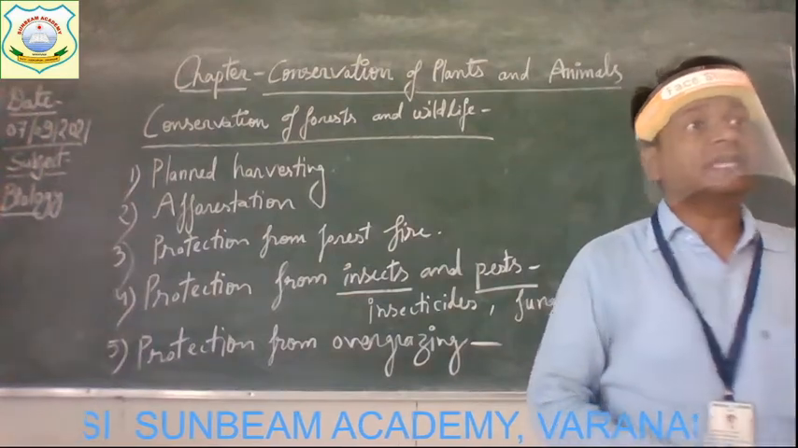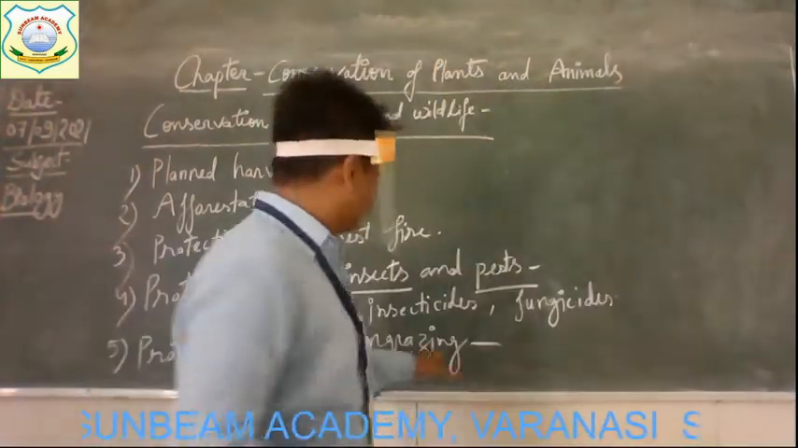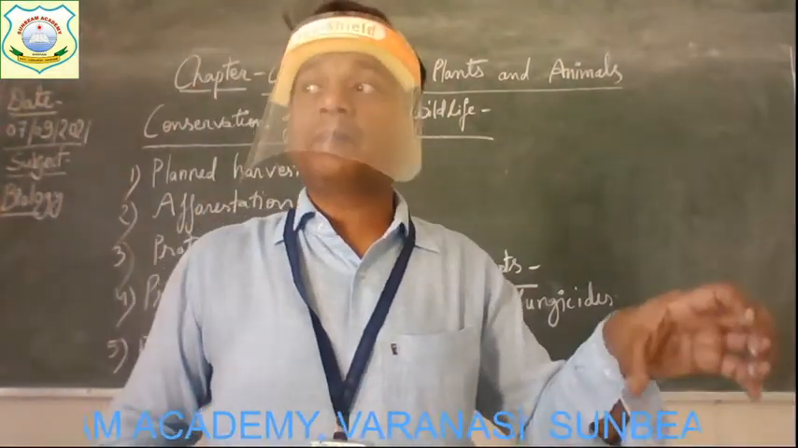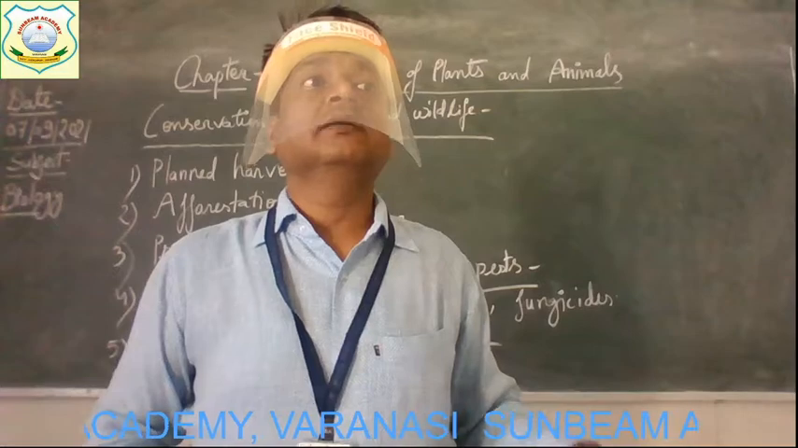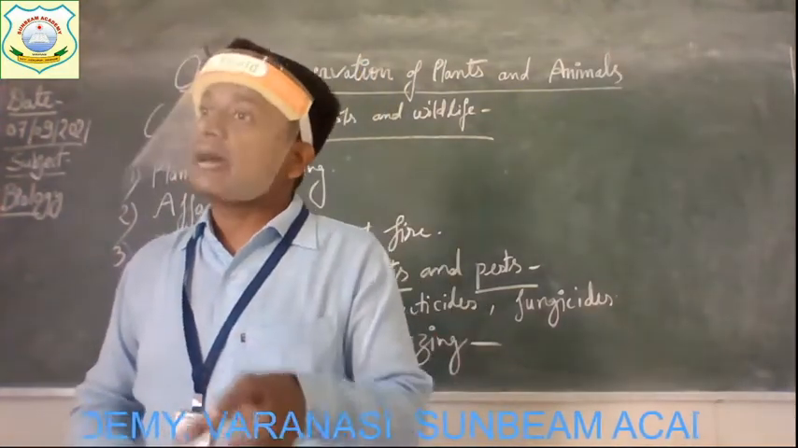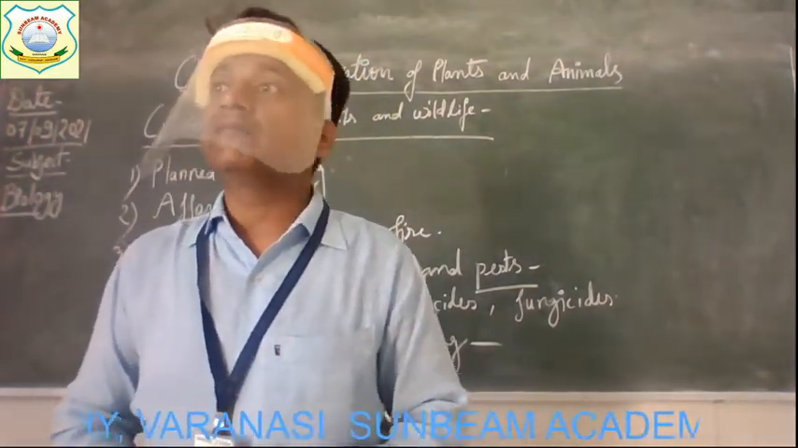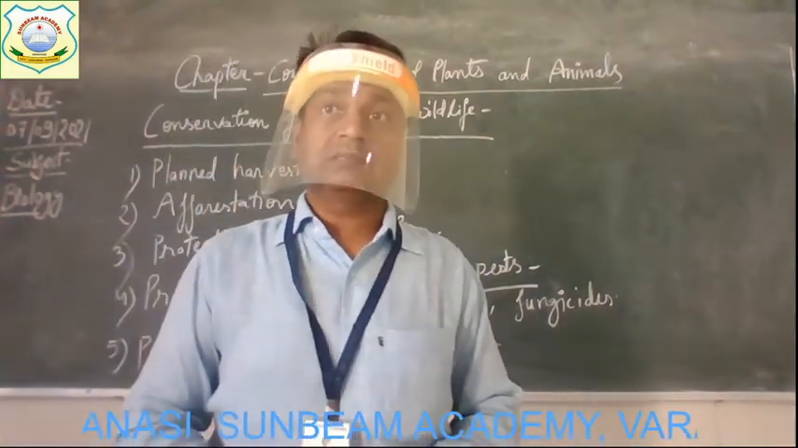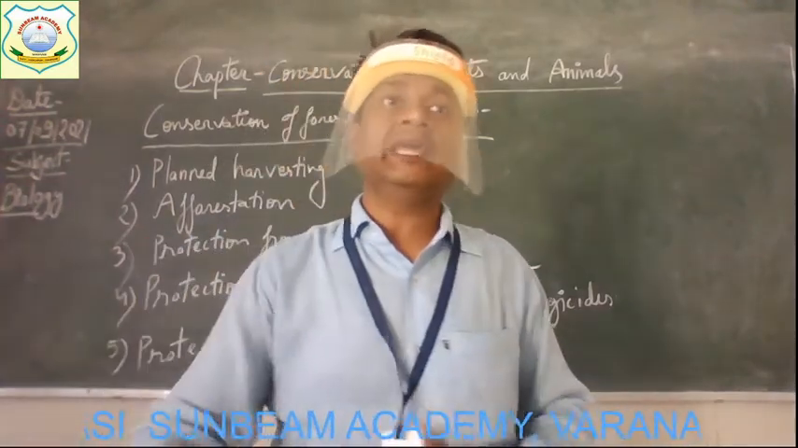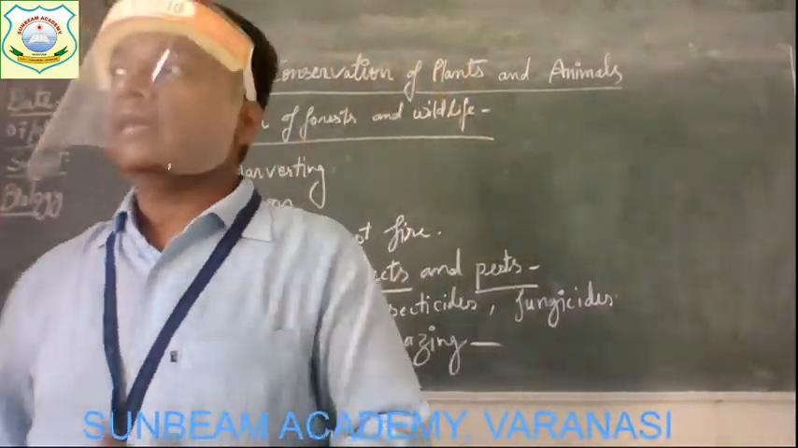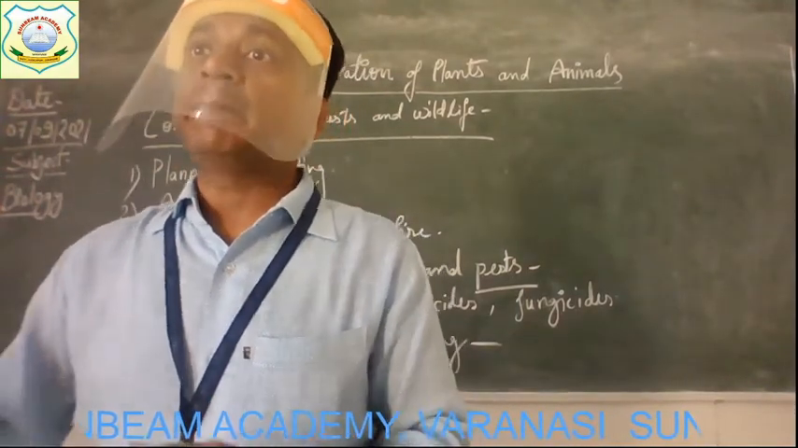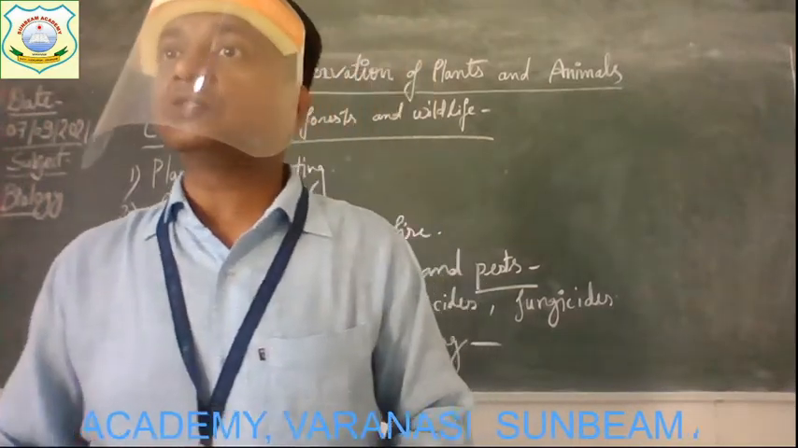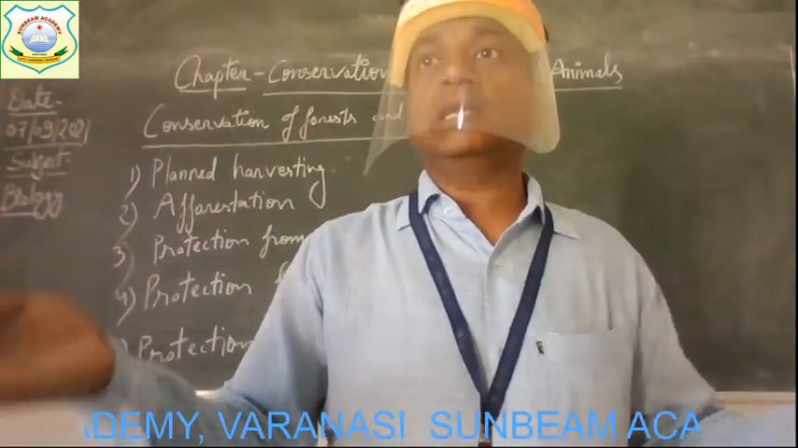Alright? Now the next way is protection from overgrazing. Children, you know the meaning of overgrazing. Eating up of more and more grasses and plants by the cattle, by the herbivorous animals. Get it? So this is known as overgrazing. If, day after day, the animals eat the plants of the same area, then no plants, no saplings are able to grow there.